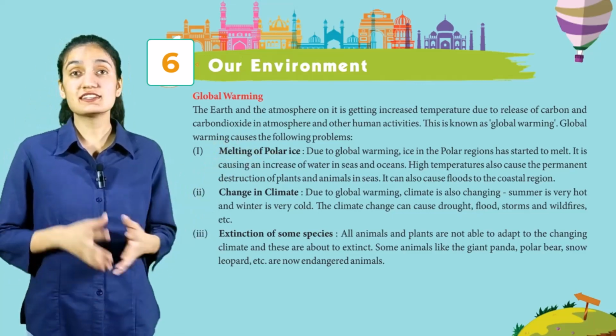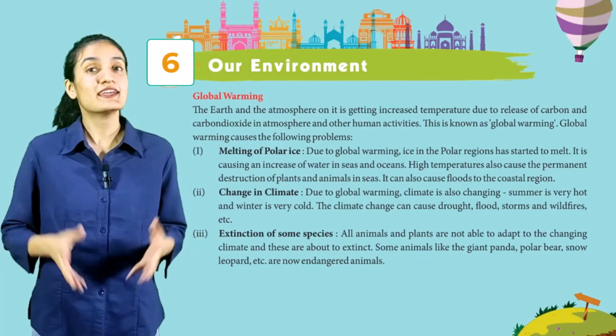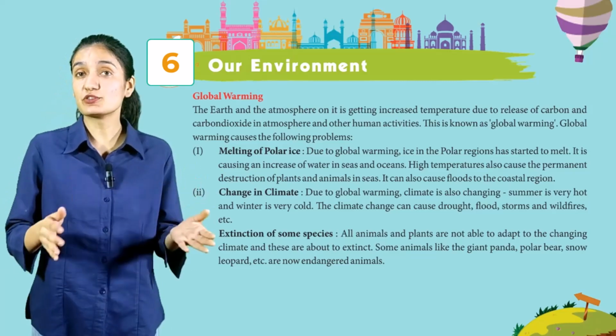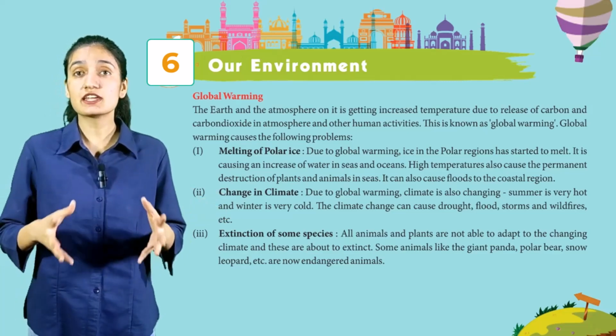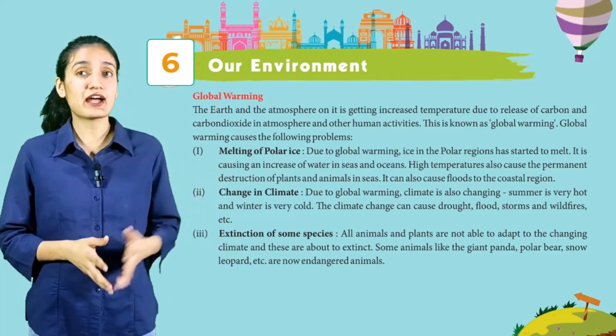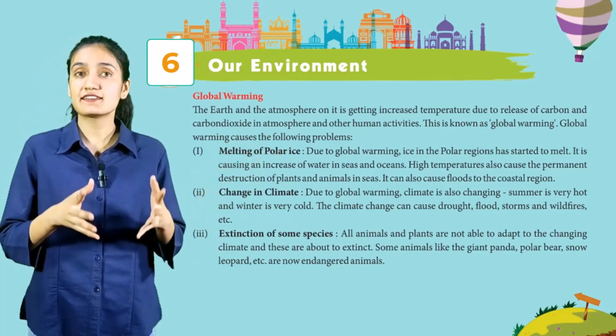Second is change in climate. Due to global warming, climate is also changing. Summer is very hot and winter is very cold. The climate change can cause drought, flood, storms and wildfires, etc.